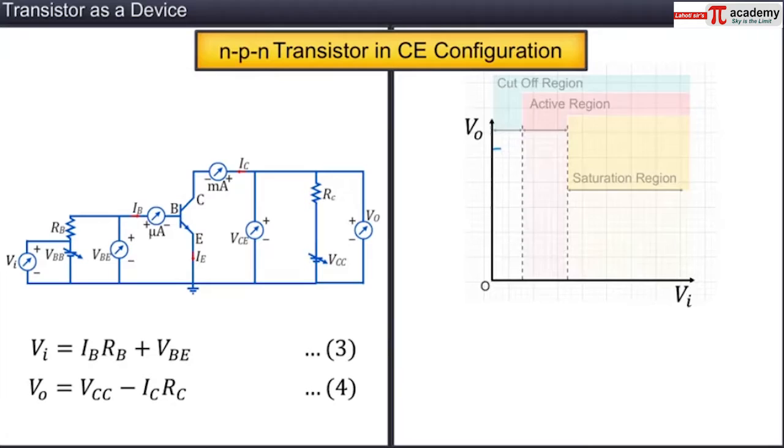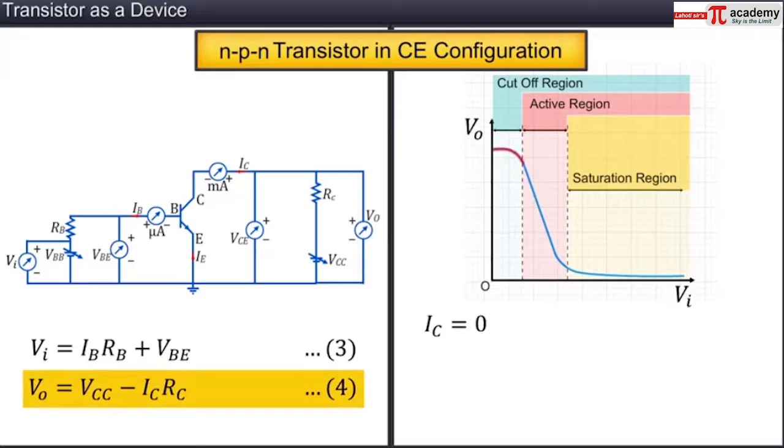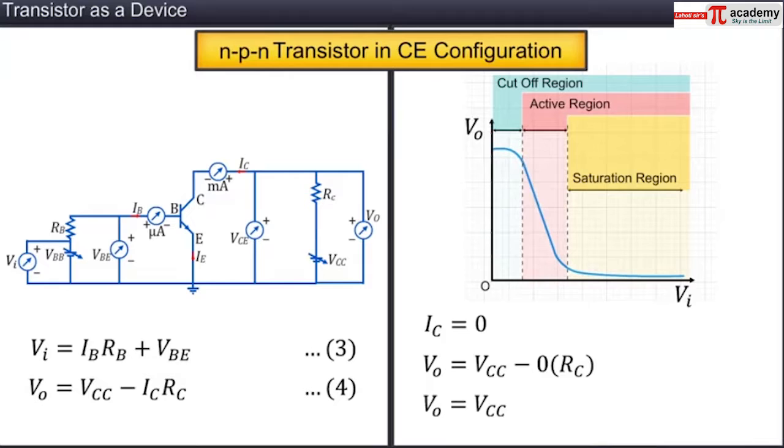In case of a silicon transistor, the cutoff voltage is 0.6 volts. As long as the input voltage, VI, is less than 0.6 volts, the transistor is in the cutoff state and the collector current IC is 0. Then, from equation 4, the output voltage VO is equal to VCC. When the input voltage VI becomes greater than 0.6 volts, the transistor goes into the active state.